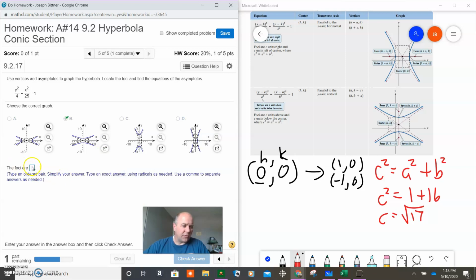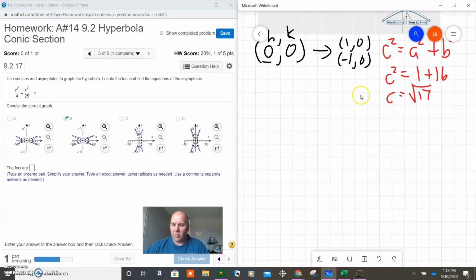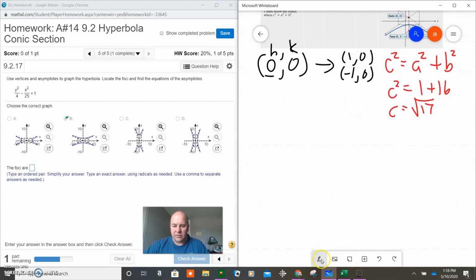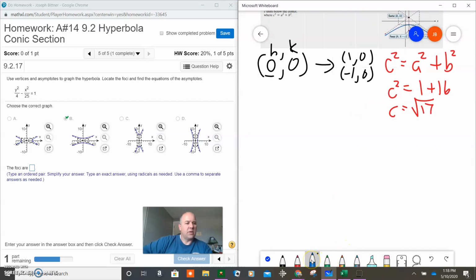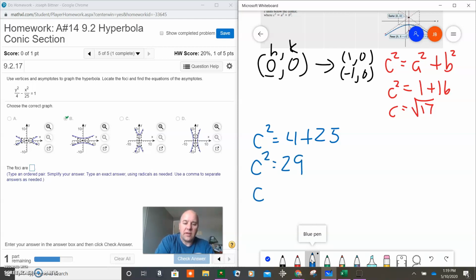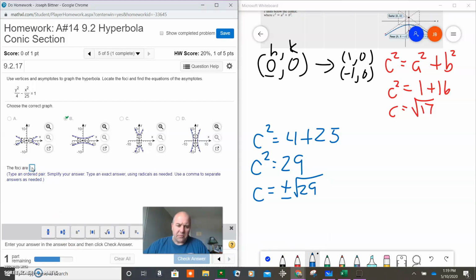Let's move on to the foci. Again, the foci is going to look just like the Pythagorean theorem. So c squared equals 4 plus 25. If you write 2 squared plus 5 squared, it ends up the same way. c squared equals 29. Take the square root and you get plus and minus the square root of 29. What's nice about the problems I've set up is that the center is 0, 0, so you don't have much modification going on.